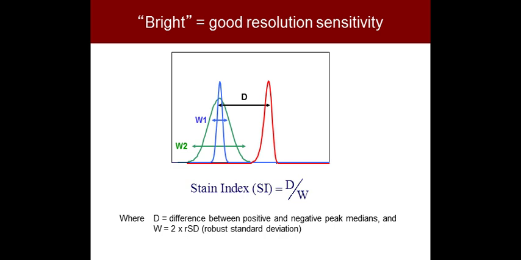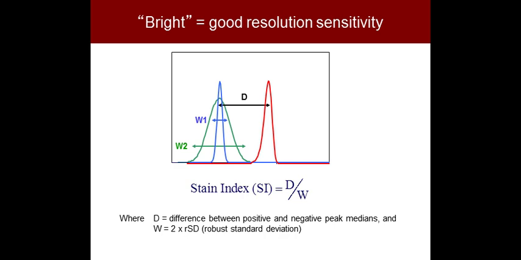Okay, so that's the distance there between the red and the blue peak. But there's another factor, which is the spread of those peaks. And in particular, with multicolor flow, it's the negative peak that often spreads because of spillover from other channels, something that we're going to talk about in a bit more detail. And so taking some measure of the width of that negative peak is also important for resolution sensitivity.